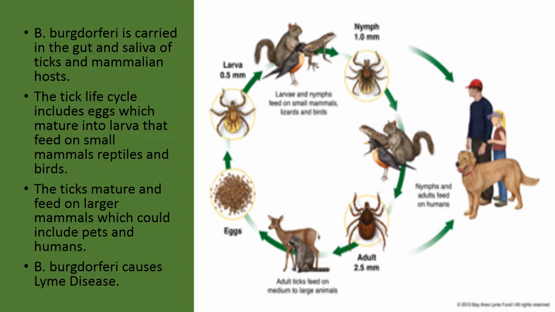You can see here in the life cycle of the tick, it begins as an egg, turns into a larva where it can feed on small mammals that may also be a host for Borrelia, which can then transition into the adult tick, which can feed on larger mammals such as the deer, raccoon, human, and dog.